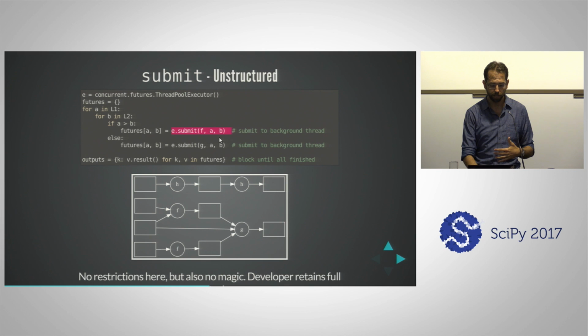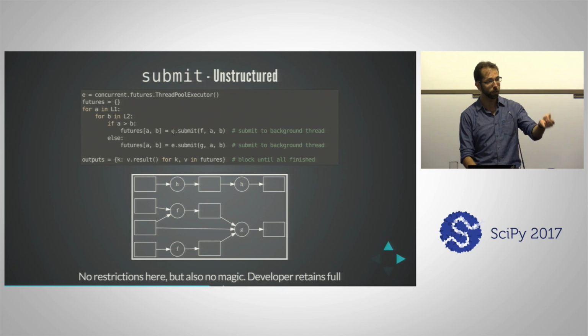After we've submitted all of those tasks to run, eventually we want to wait until they've finished. And so for that, we use the result method. So submit gives us back a future object, sort of a pointer to work that will eventually be finished. And if we want the result, we can call the result method on that future.